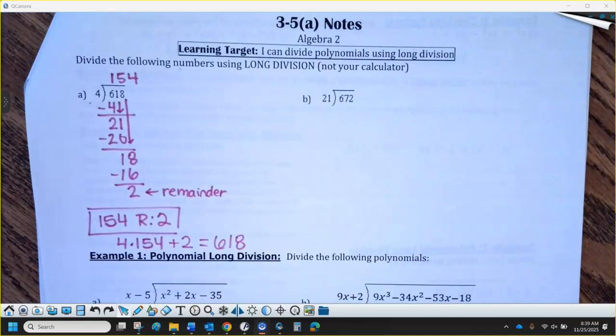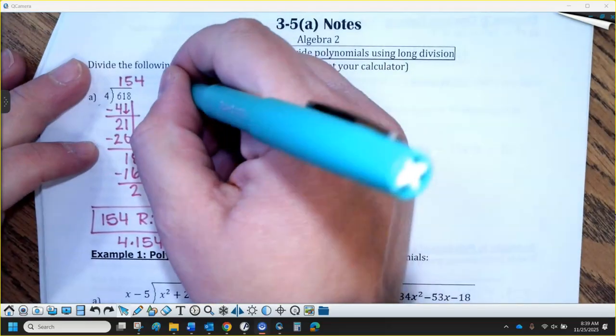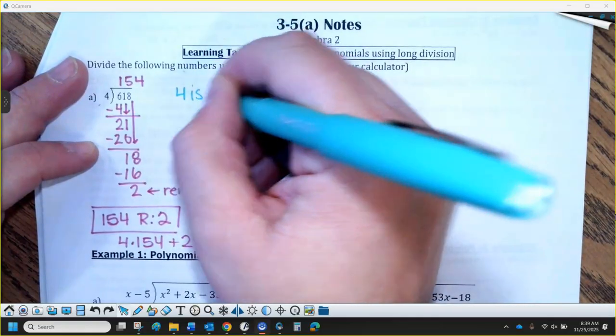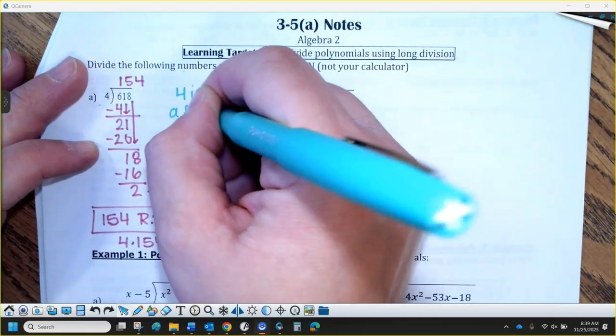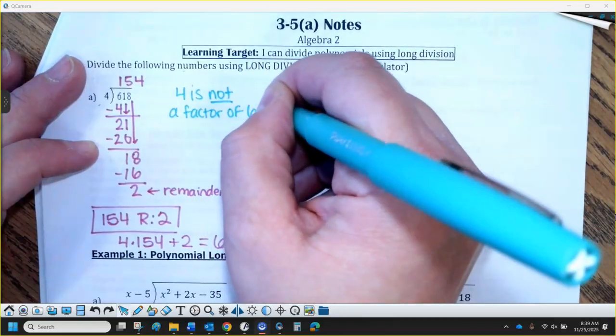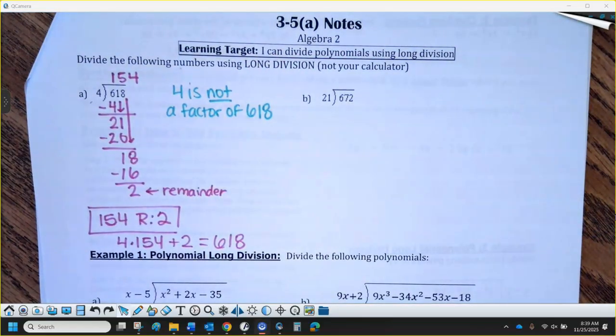And I'm going to make a bigger deal about this in a second with the polynomials, but because you have a remainder, 4 is not a factor of that 618. Anytime you have a remainder, if it doesn't divide in evenly, that means that number is not a factor of, in this case, 618. So if you were to do it on your calculator, you have a decimal answer. And we're going to do it by hand with the polynomials, so we'll just leave it as the number 2 being our remainder. We're not going to mess around with decimals.